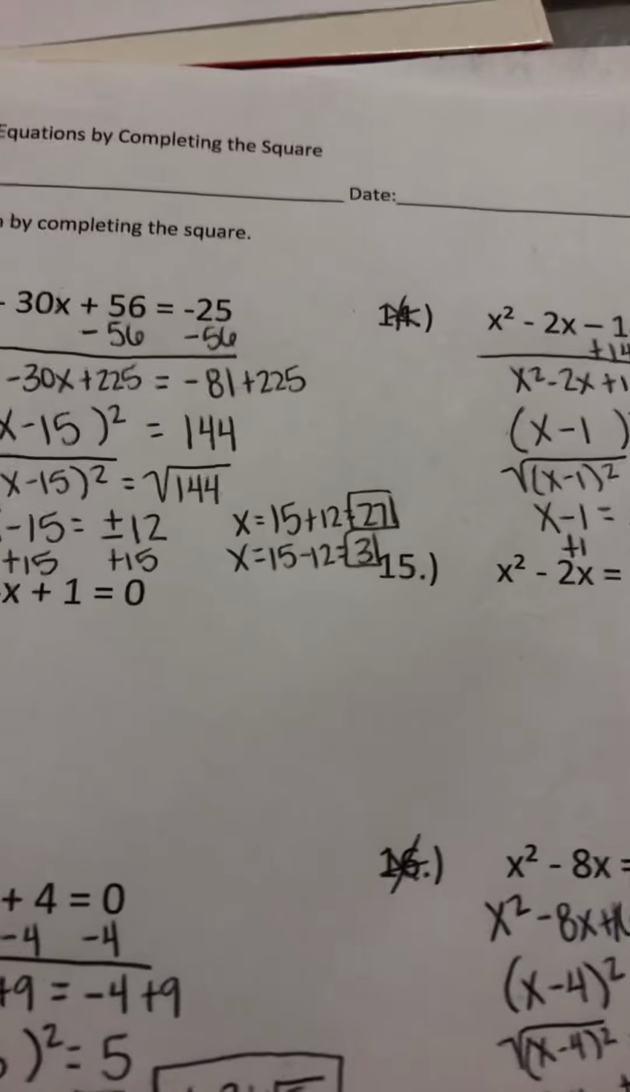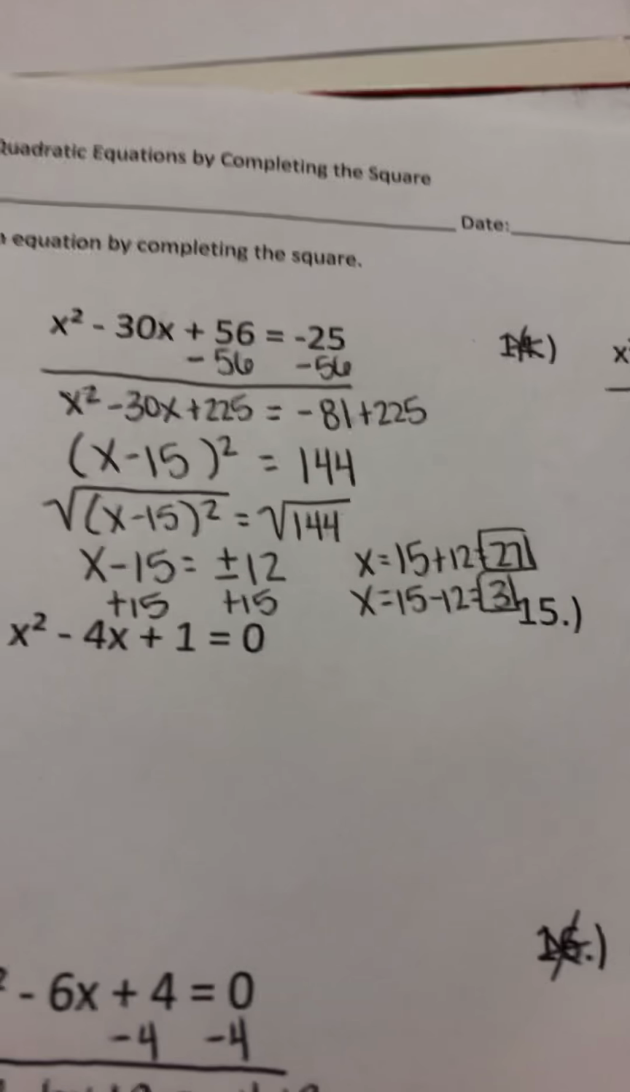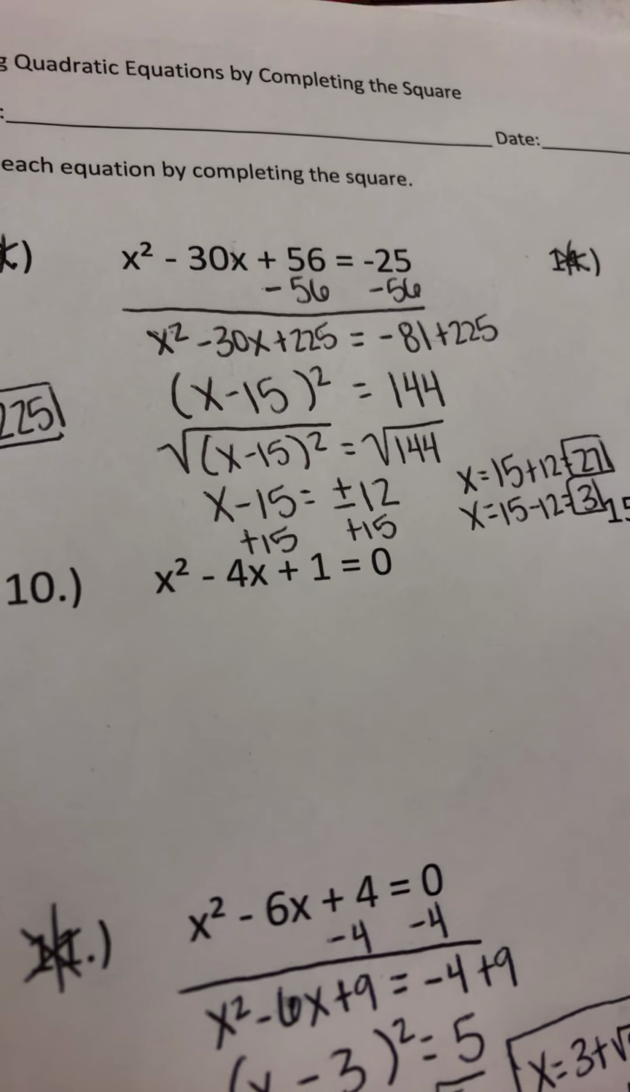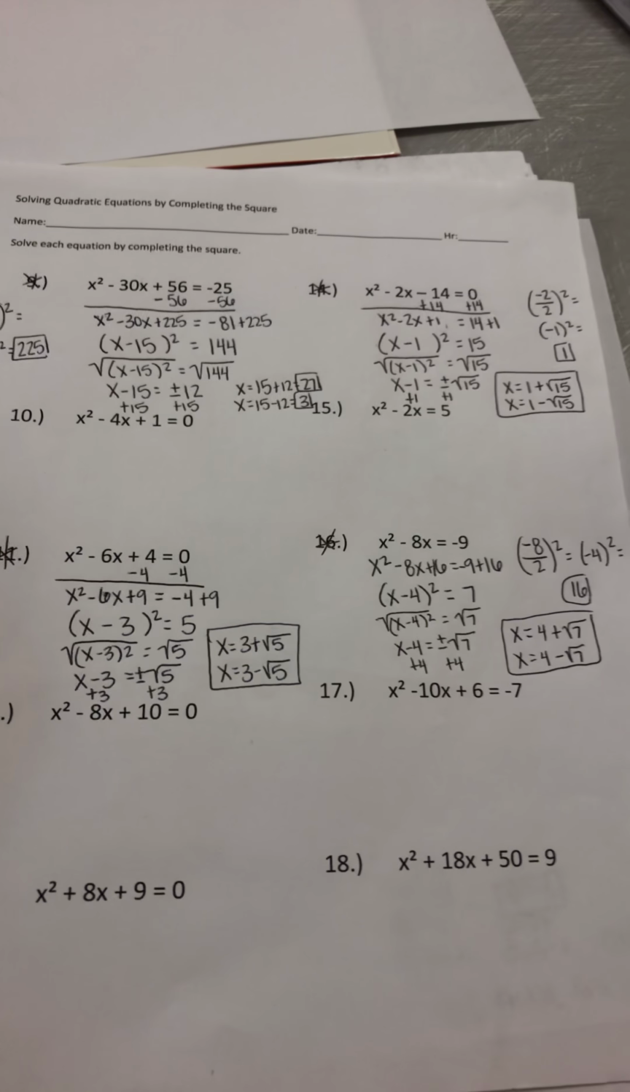Okay, so that is completing the square, day 2. And you have 10, 12, 13, 15, 17, 18 to do for classwork/homework. Good luck.